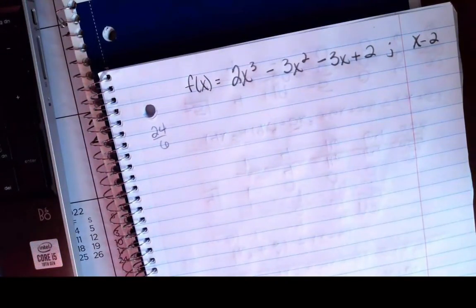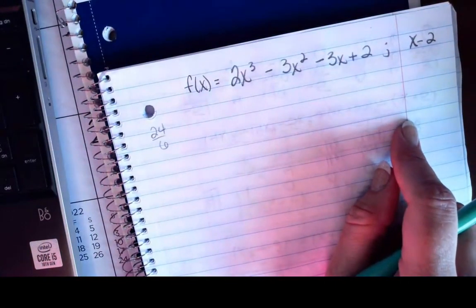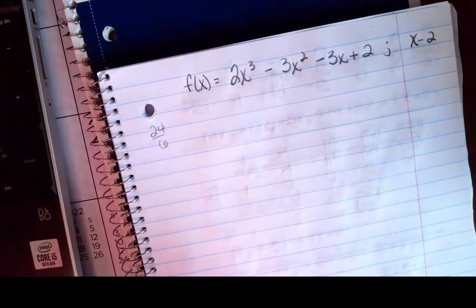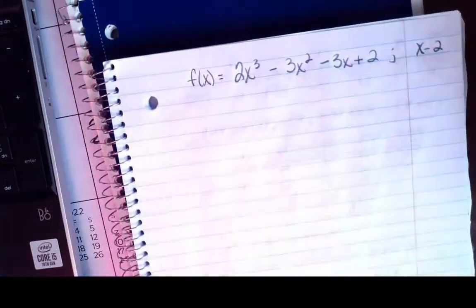So the question says, use the factor theorem to show that the binomial is a factor of the polynomial, which means we better get an answer of 0 at the very end of synthetic division. And then once I do that, let's fill in and see what we've got. Okay, so the 24 over 6 was just my little example. Erase it so it doesn't confuse us later.